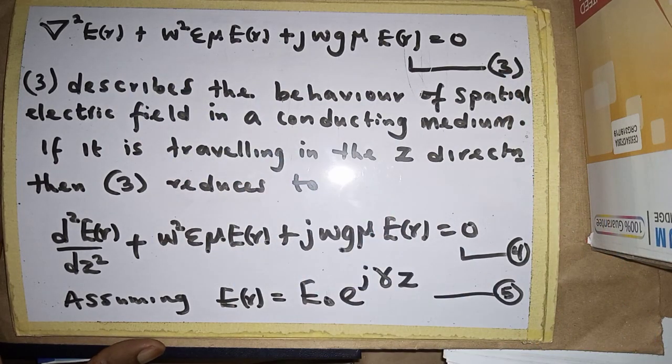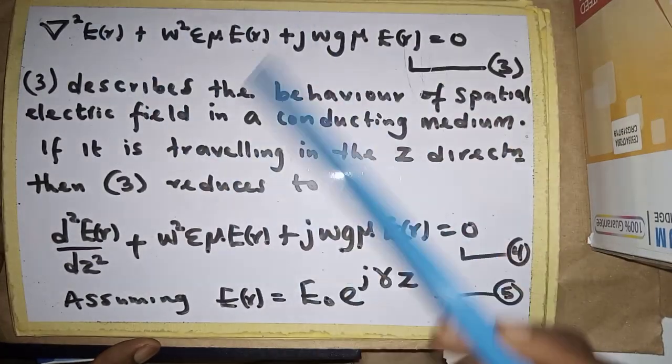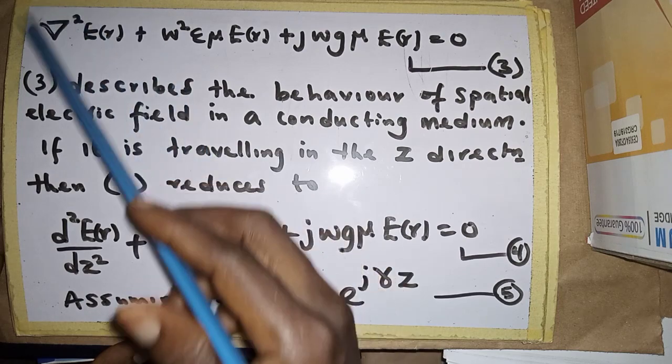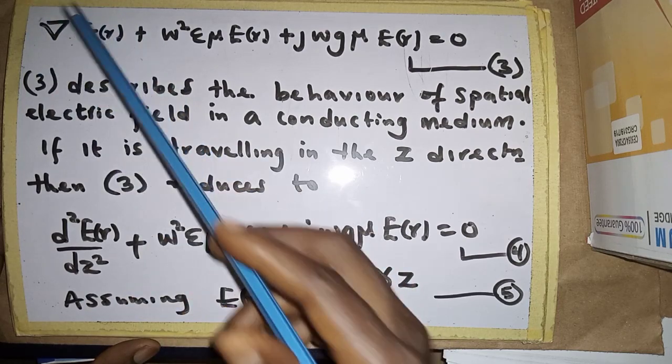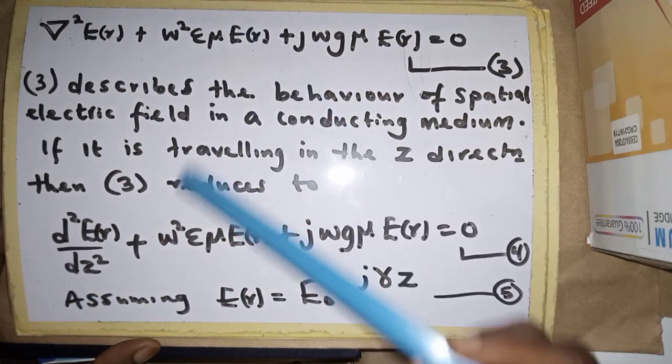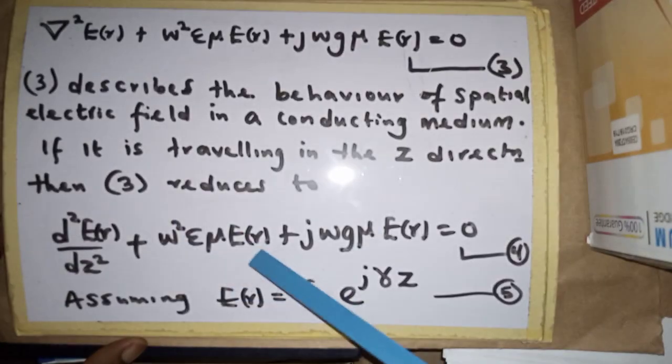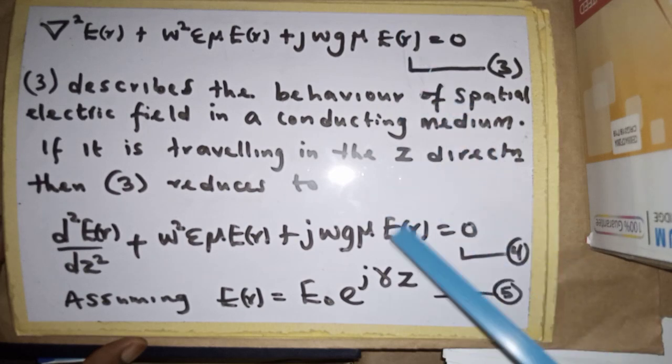Equation 3 describes the behavior of the electric field in a conducting medium. If it is traveling in the z direction, then this equation 3 will reduce to this expression, where we are going to be considering only the z components, which is this. This one remains this, and this one remains this. Usually our r is supposed to take the value of z.